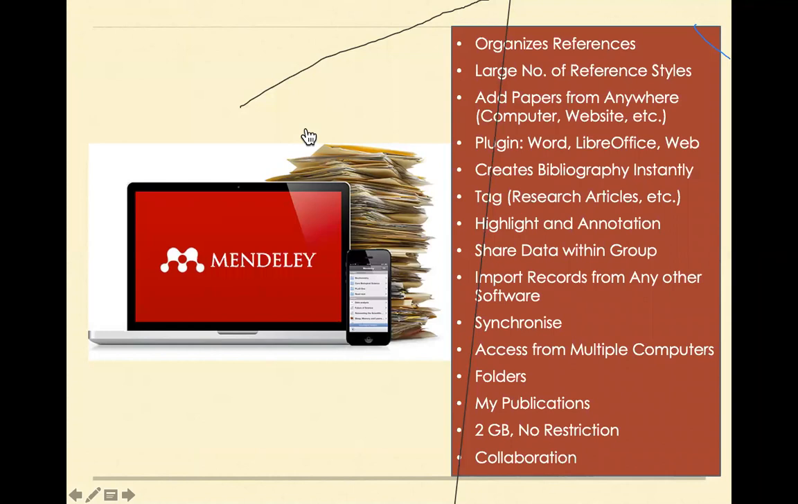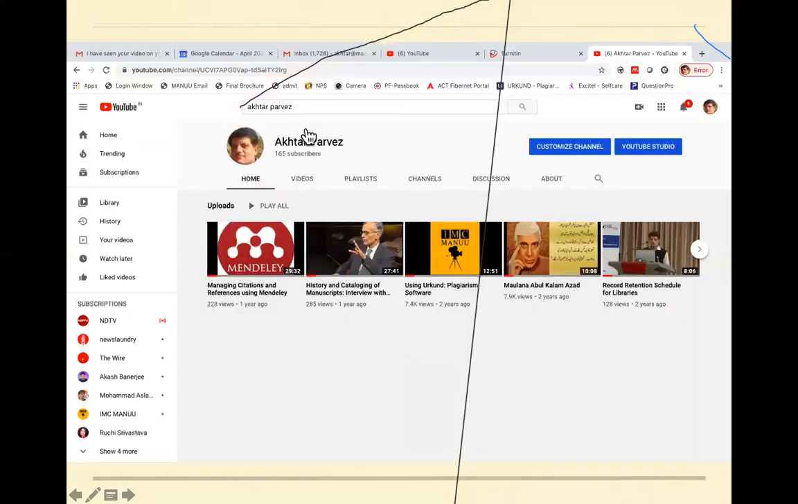This is the reference organizer, which you must use. And if you want to know how it is used, you can go to my YouTube channel, and there is a video which tells you how you can use Mendeley. Mendeley basically is a reference organizer. If you have written in APA, it can convert to IEEE, MLA, or any other style quickly, just by a click of a button.